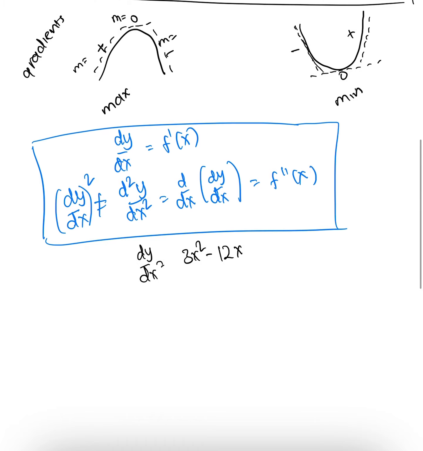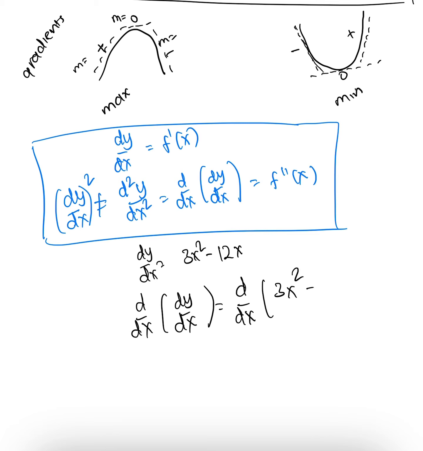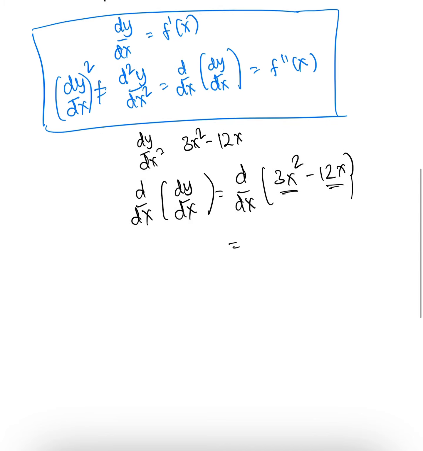Okay, so if I do d by dx of this dy by dx, essentially it means I am differentiating 3x squared minus 12x with respect to x. So this becomes just differentiating this part and this part separately as you would, and this becomes 6x minus 12. This is f double dash x.